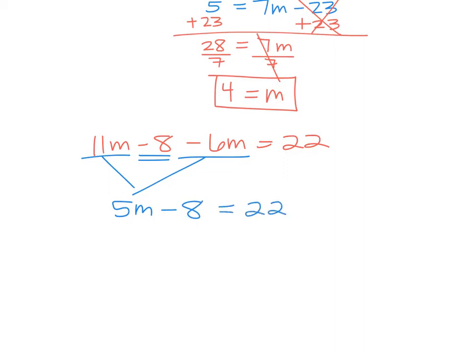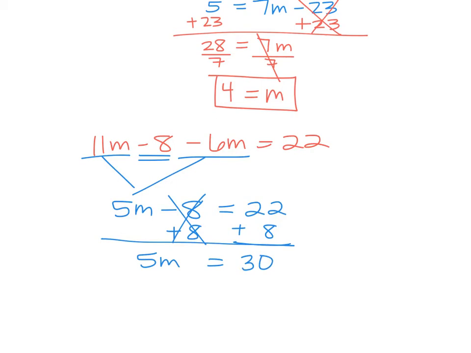equals 22. And now from here, it's exactly what we did on Tuesday, okay? Actually, on Monday, we learned this, but we did it again on Tuesday. So you're going to do the opposite. So right now it's minus 8. You're going to add 8. So that gives me 5m on the left. Our 8s are gone. Bring down your equal sign. 22 plus 8 is 30. So you have 5m equals 30.